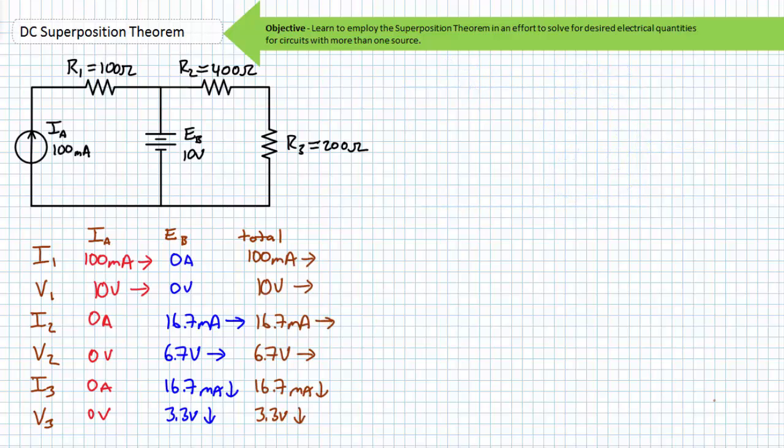Now that we've completed independent analysis of this circuit from the perspective of both sources, the only task remaining is to summate the effects accounting for magnitude, polarity, and direction.